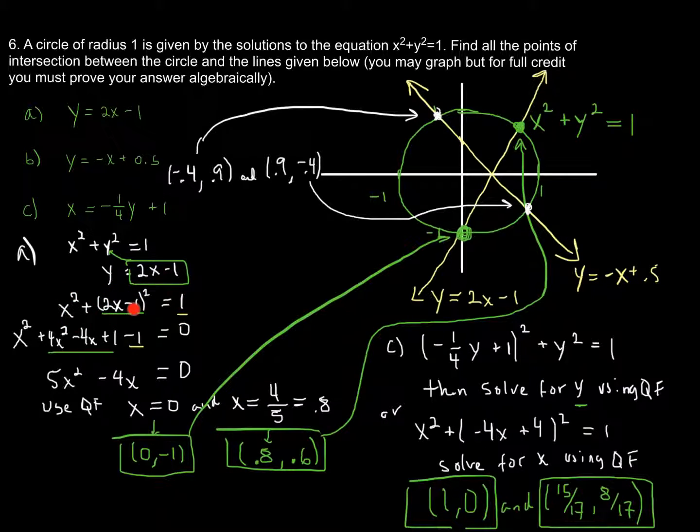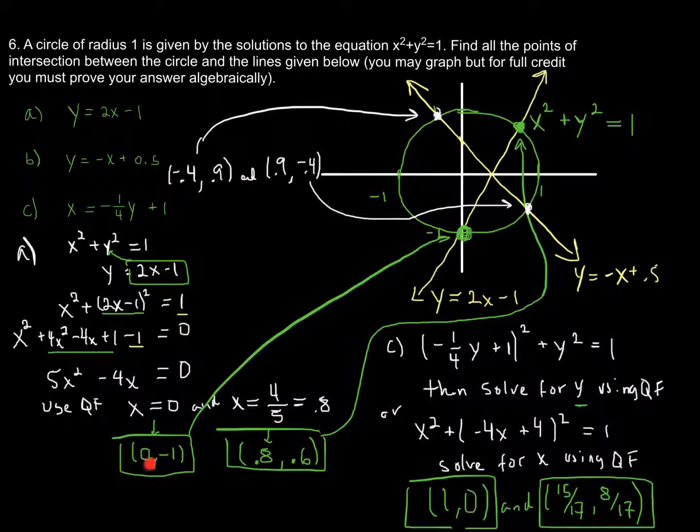So I'm going to FOIL this out, (2x minus 1) squared. That gives me 4x squared minus 4x plus 1. And then I'm going to subtract 1 from both sides so that I can have my quadratic set equal to 0. Once I collect the like terms, I have 5x squared minus 4x equals 0, and I use the quadratic formula to solve for x. So what I get is that x is equal to 0 and x is equal to 4/5 or 0.8. And so what I can do is now plug those x values back in to my function. I can actually choose either one, but this one will be obviously much easier, and get the y value.